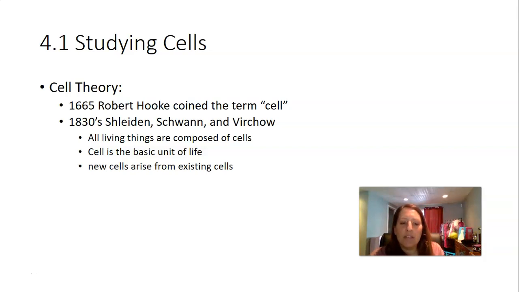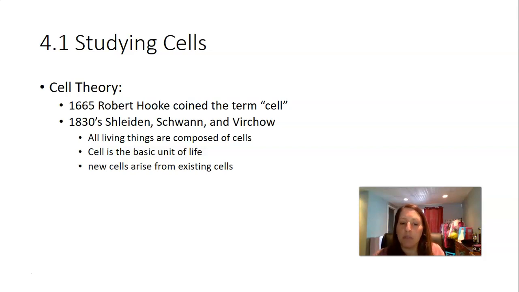There was another scientist who gets credit for being the father of microscopy for actually viewing the first cell. His name was Anton van Leeuwenhoek. He saw the first living cells, but again, Robert Hooke saw the first dead cells. Okay, in the 1830s, we have 3 more scientists that come into play: Schleiden, Schwann, and Virchow, and they're responsible for coming up with the cell theory. Robert Hooke named cells, but Schleiden, Schwann, and Virchow came up with the cell theory.